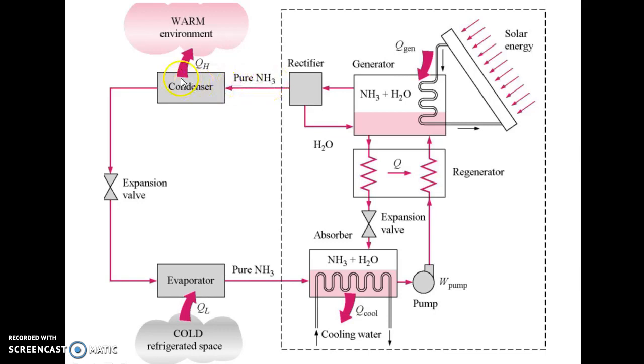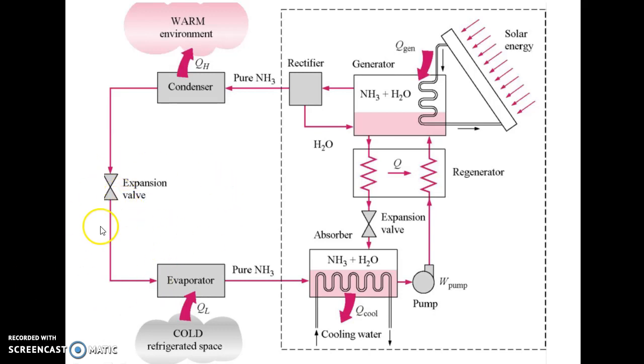The ammonia vapor at a high pressure and temperature enters the condenser, where it rejects heat to the surroundings, and a phase change takes place wherein ammonia vapor at high pressure and temperature, as we have discussed earlier in the vapor compression system, is converted into liquid ammonia at a high pressure and temperature. Then it is given to the expansion valve where it is expanded to a lower pressure and temperature. The expansion will be isenthalpic in nature.